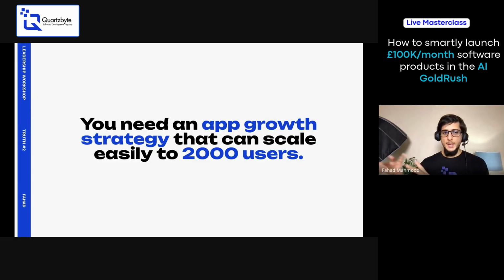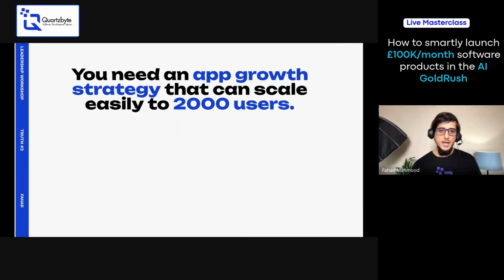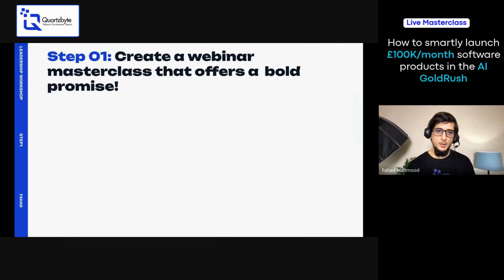So now you need an app growth strategy that can easily help you scale to 2,000 users. It can help you stand out from all the people who are again trying to do the same thing here. And yeah, okay, there was a duplicate slide here. I don't know why it happened. So there are only 2 steps that you have to do now, and that will help you stand out. The first thing is that you have to create a webinar masterclass that offers a bold promise.